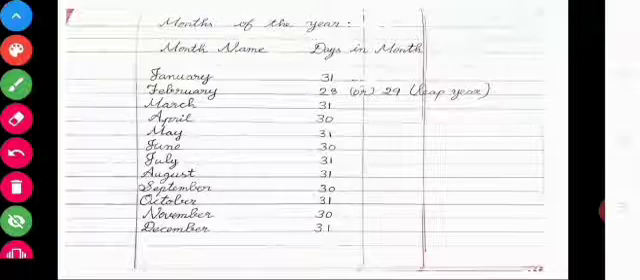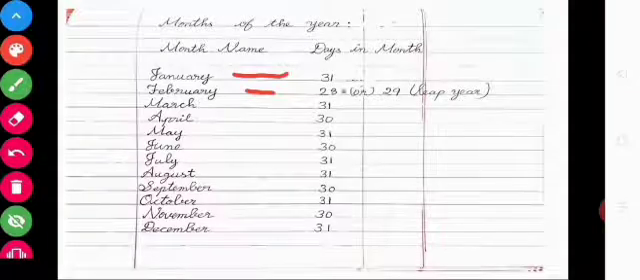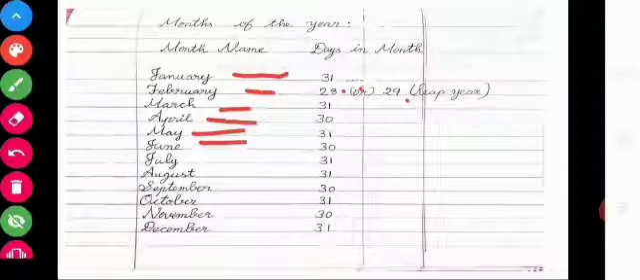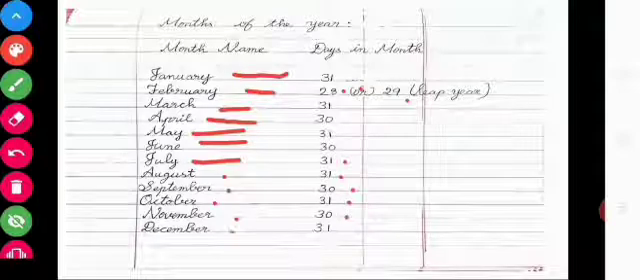What are the months, and the days in each month? January, how many days? 31 days. February, 28 in a common year or 29 in a leap year. March, 31 days. April, 30 days. May, 31 days. June, 30 days. July, 31 days. August, 31 days. September, 30 days. October, 31 days. November, 30 days. And December, 31 days.